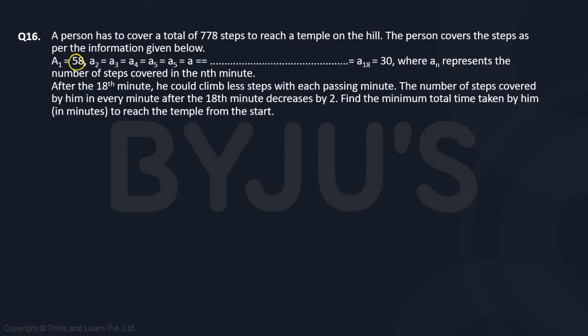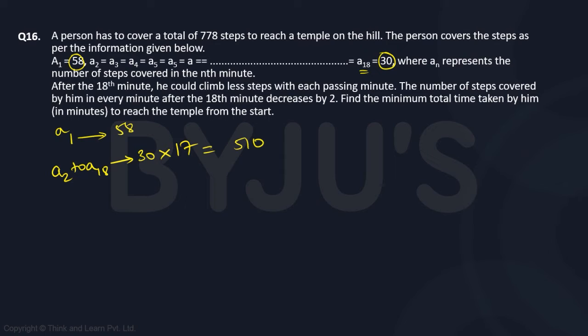First step is 58, A2, A3, A4, all the remaining steps up to A18 are 30, which means he spent step number 1, A1 as 58, and A2 to A18, each one is 30. So I will get 30 into, now how many are there? 2 to 18, there are 17 of them, 17 steps, right? So this will be 17 threes are 51, so 510.